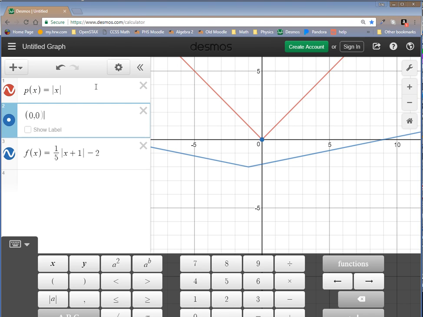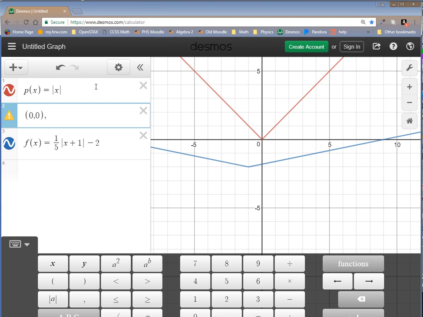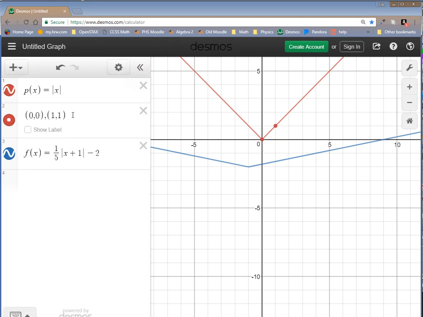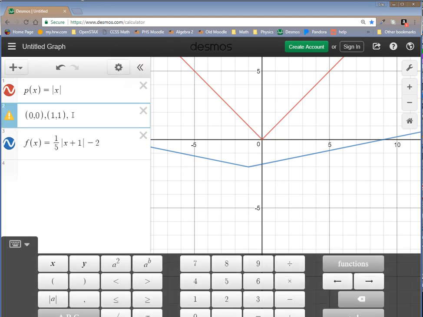So there's the vertex of the red function and the blue function. Another point on the red function, if I go over by 1, I go what? Up 1, good. Okay, we got to make these red too. There we go. Okay, and one more. What if I went over by 5? I'd go up by 5, good.